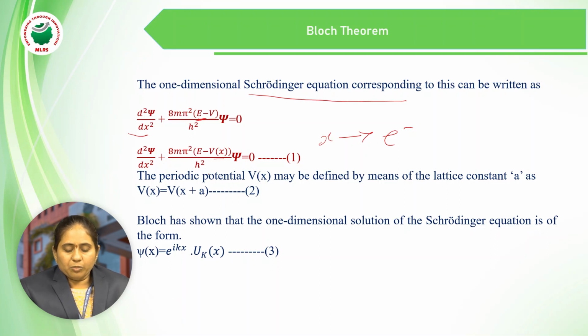So this is a periodic potential. That's why V of x is equal to V of x plus a. How do you define the periodic potential mathematically? That is V of x is equal to V of x plus a.